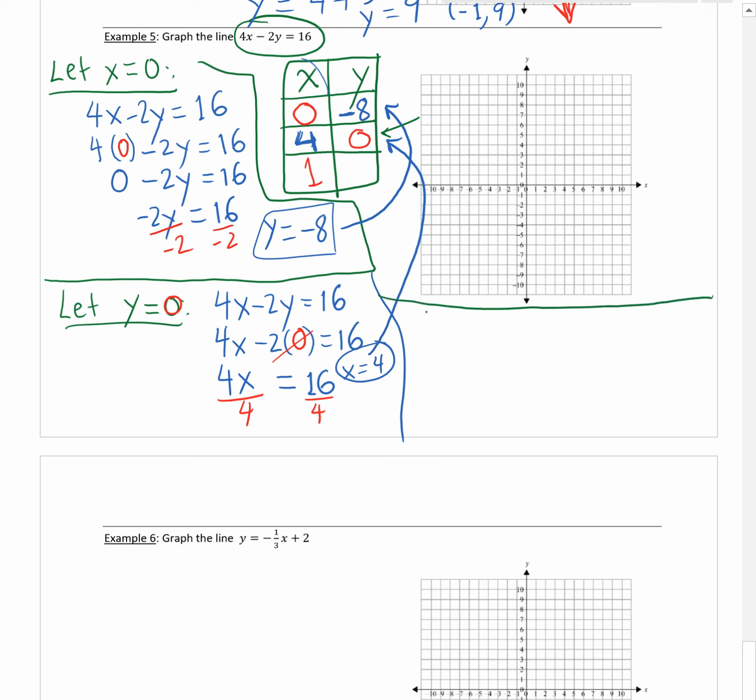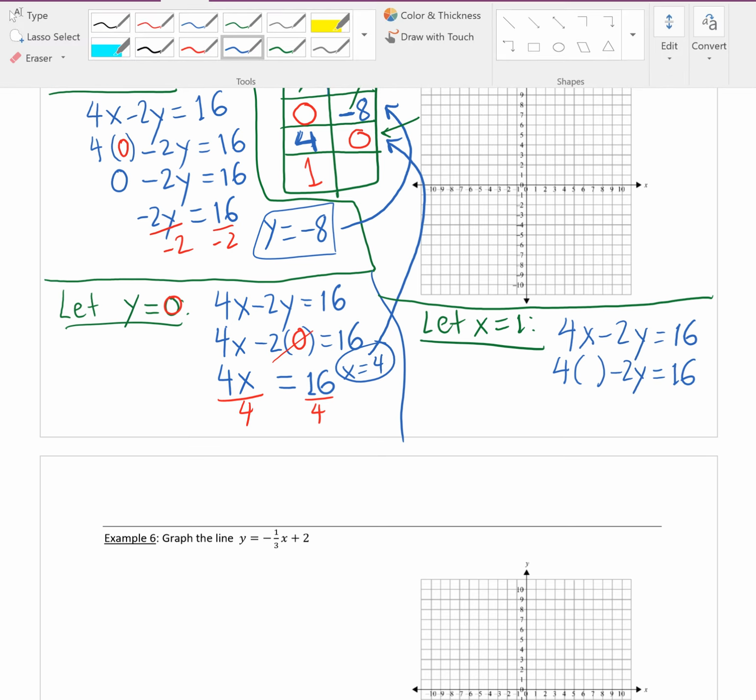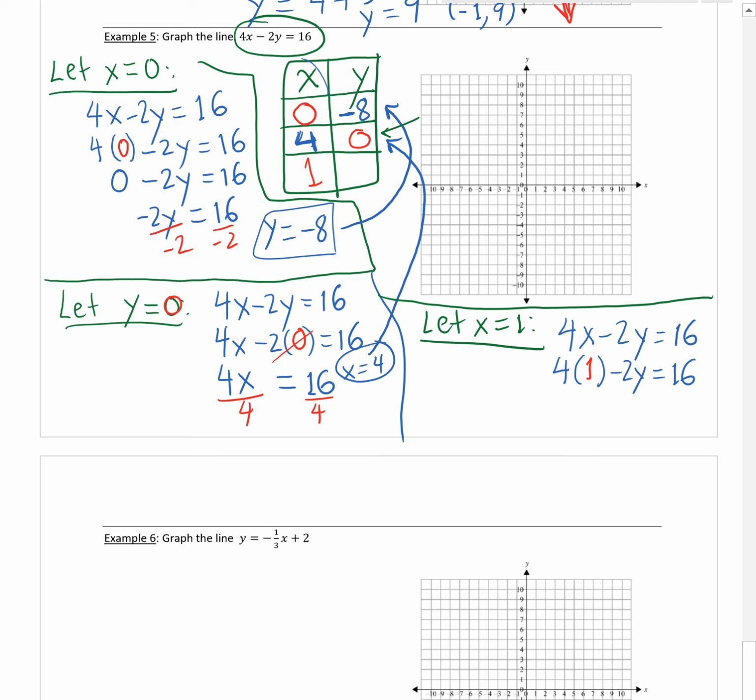So the last one, in the table we let x equal 1. But you could have just as easily let y equal 1, and then solve for x. I don't know why I picked x, just for fun. I'm going to take the equation 4x minus 2y equals 16 and replace the x with 1 this time. It's not going to be as nice as when we replaced it with 0. That was too good. But it'll still work out.